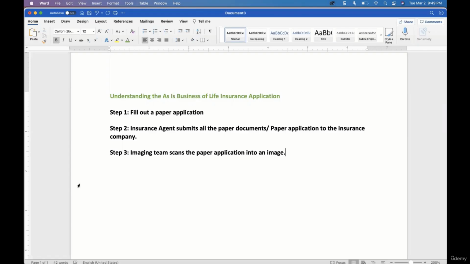All right. So, imaging team scans the paper application into an image. So when you scan that application into an image, what would you be doing with that paper application then? Would you need them any more? You would never need them. So what you do then is you basically just store them securely, and you never use them ever, because everything you need is now in an image. What is step number 4? What do you do with this image?